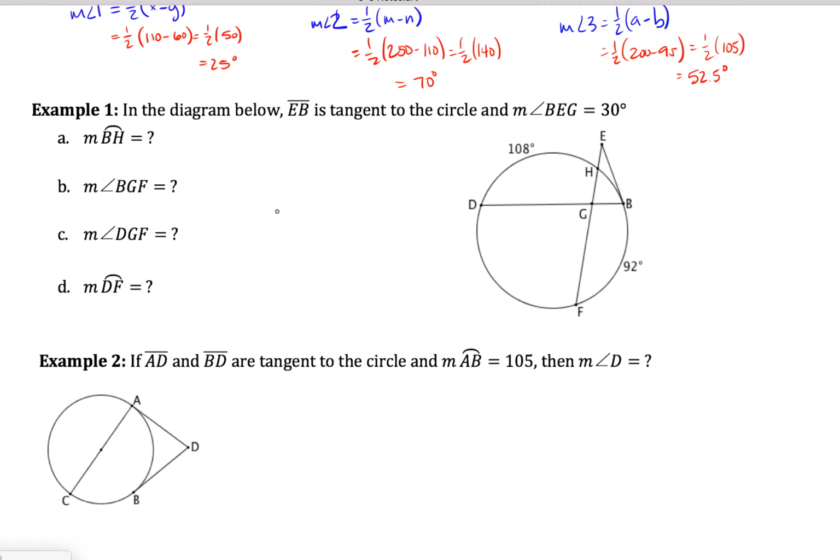Example 1 is a little bit trickier. I think maybe example 2 is a little bit easier, but you can give it a try and input your answers into the box that should pop up, and let's see what we get. Okay, let's look at example 1.